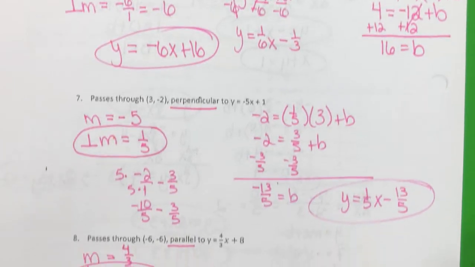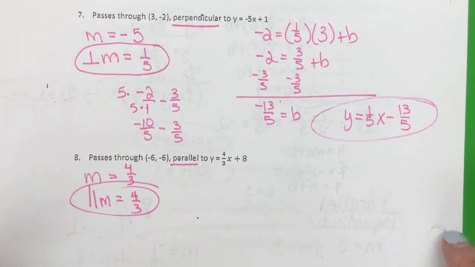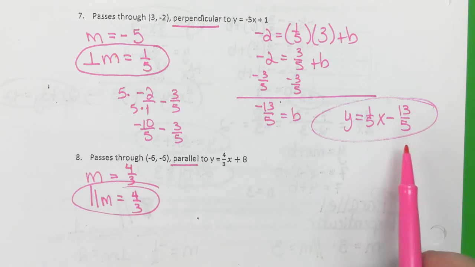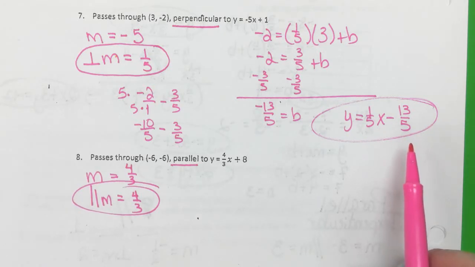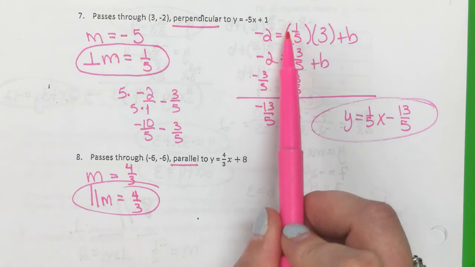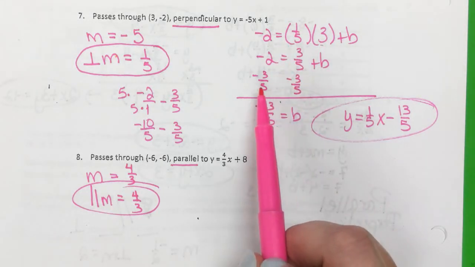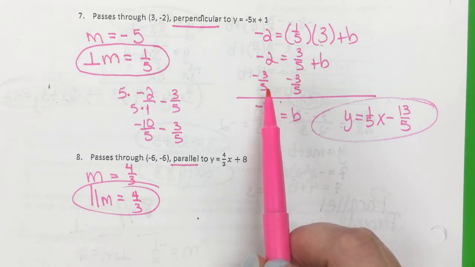And are y'all okay on 7? Did y'all get y equals 1/5 x minus 13 over 5? Okay, explain how you got the 13 over 5. Okay. 1/5 times 3 is 3/5. It's a positive, so I'm going to subtract it. Does it matter which you get to? No, 2 or 3/5 is fine. That's fine.